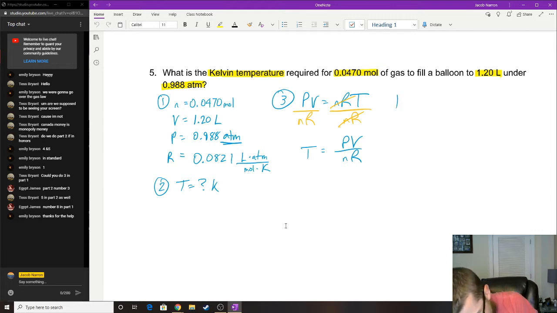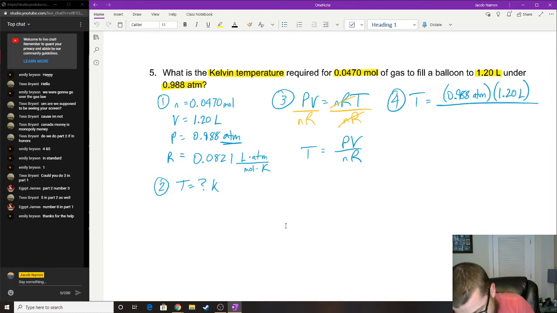So step number 4, I'm going to plug all these numbers in. T is going to be equal to my pressure, 0.988 atm, times my volume, 1.20 liters, and this is all going to be divided by 0.0470 moles times R, which is 0.0821 liters atmospheres over moles times Kelvin.